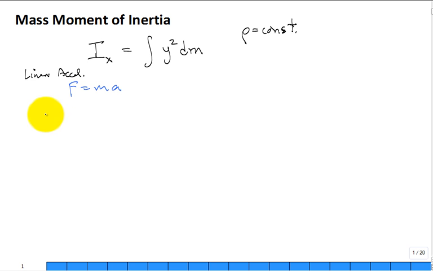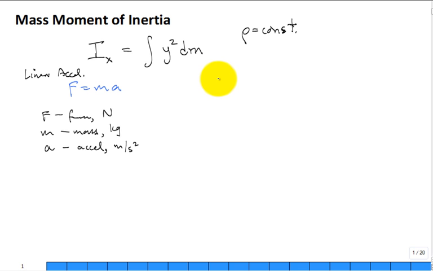And in this equation, what exactly is F? It's the force. What are the typical SI units for force? Newton. And m is the mass. Typical SI unit for mass? Kilogram. And a is the linear acceleration. And what are the typical SI units for acceleration? Meters per second squared.